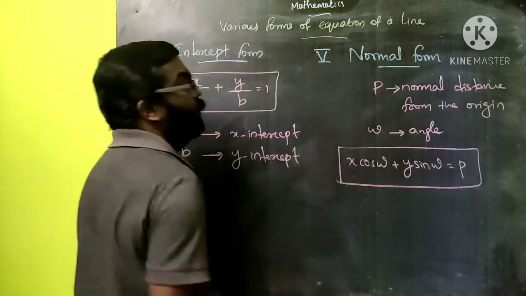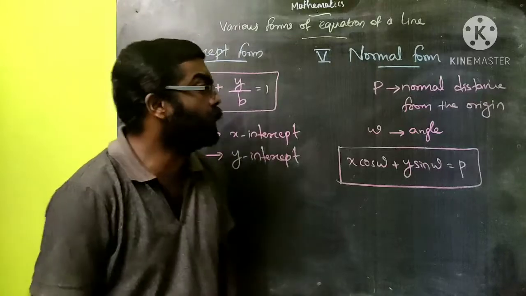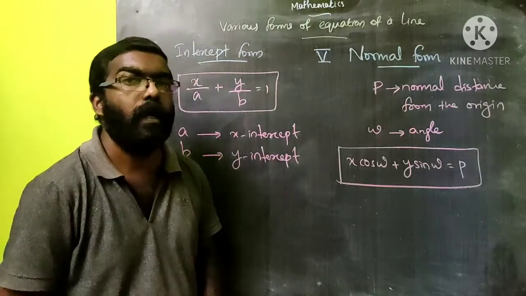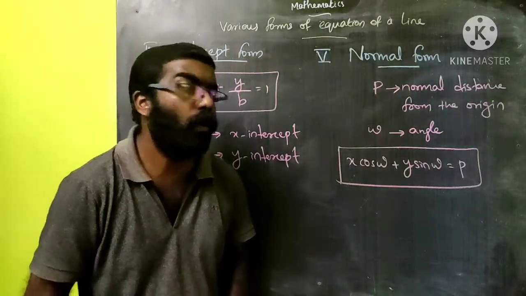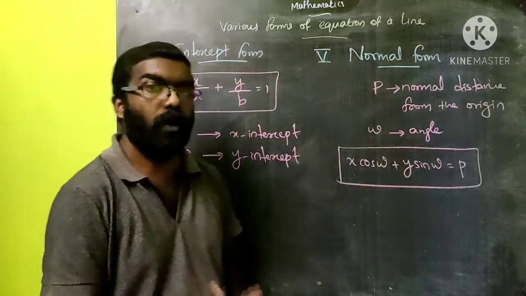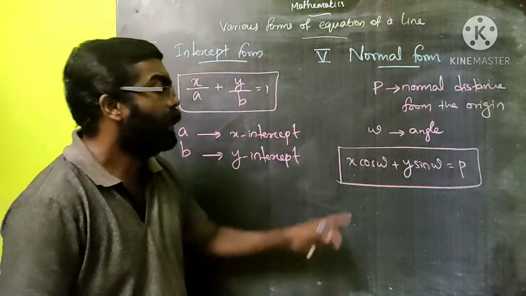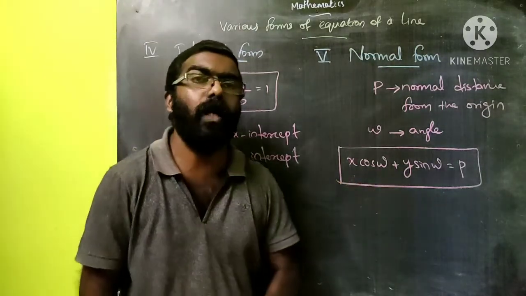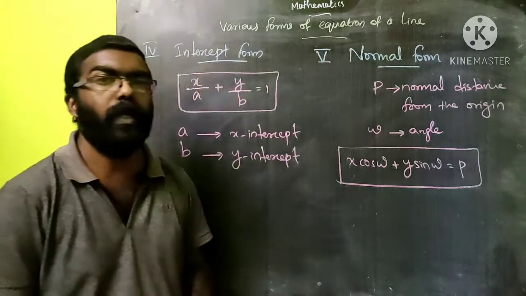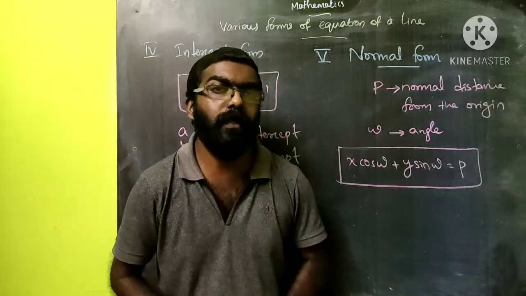I repeat, the equation of a line with a normal distance p from the origin, where omega is the angle made by the normal with the positive direction of x-axis, is given by x cos omega plus y sin omega is equal to p. So these are the different equations of the line you have to learn in this section.